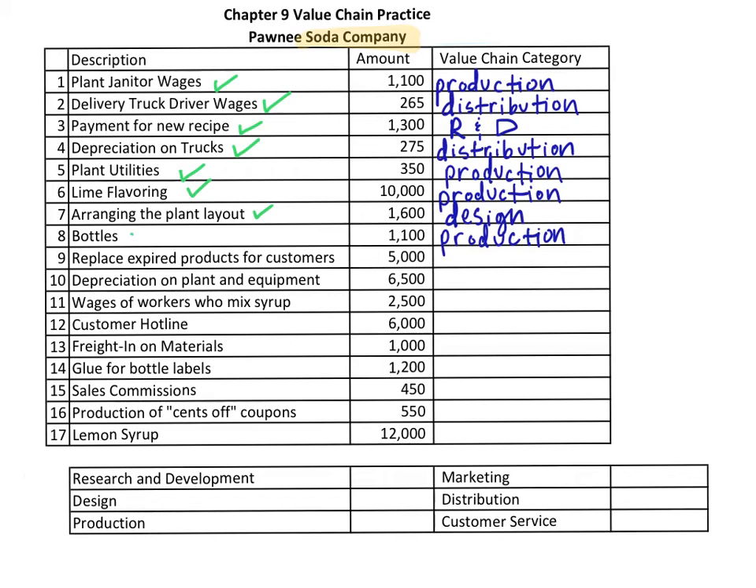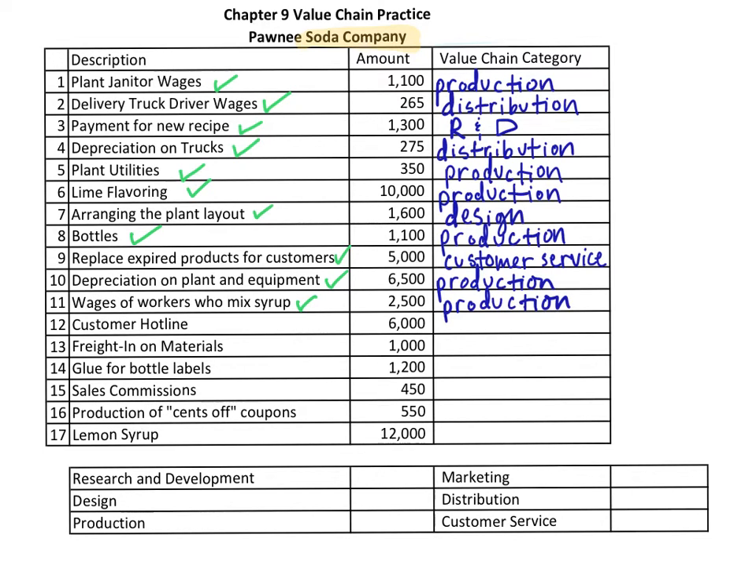Replacing expired products for customers. So we only have to replace expired products once they have already been sold to a customer, and that is our customer service category. Depreciation on the plant and equipment. Now the key here is, what is the depreciation for? Since it's for the plant and the equipment, which relate to the factory, those costs will be production. Wages of workers who mix the syrup. So remember, this is a soda company. This is our direct labor, our assembly line. So that is going to go also under production.